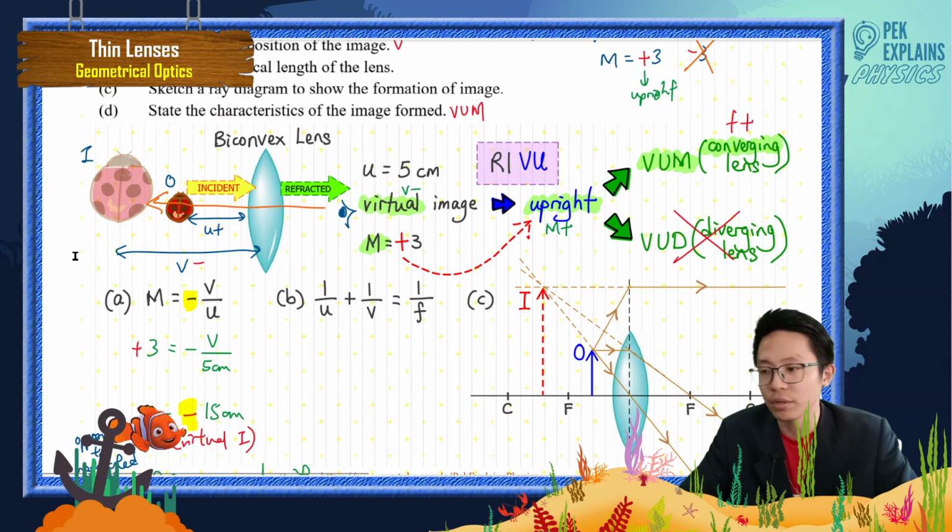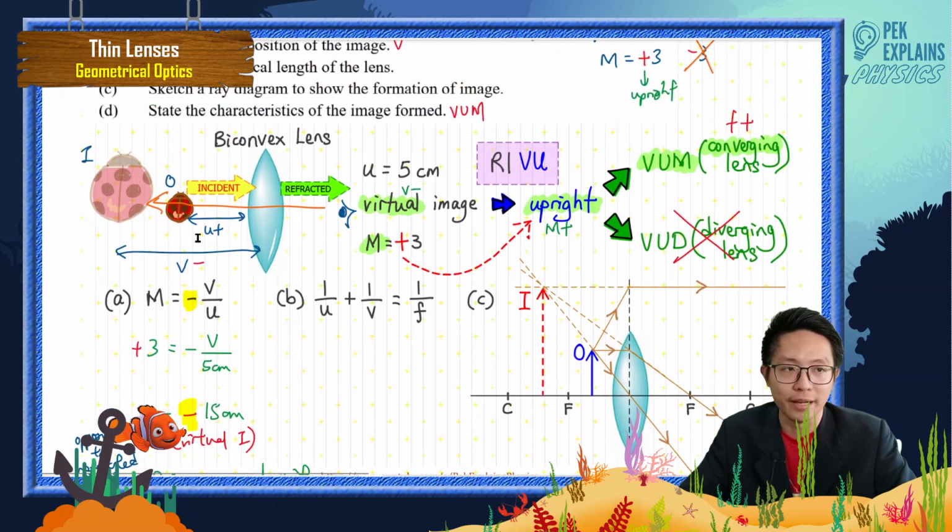It cannot form on screen because there's no light. The refracted ray already goes to the other side, so there's no light to form a real image at the screen over here. So what you can see is just a virtual image through the lens only. This image cannot form on screen.